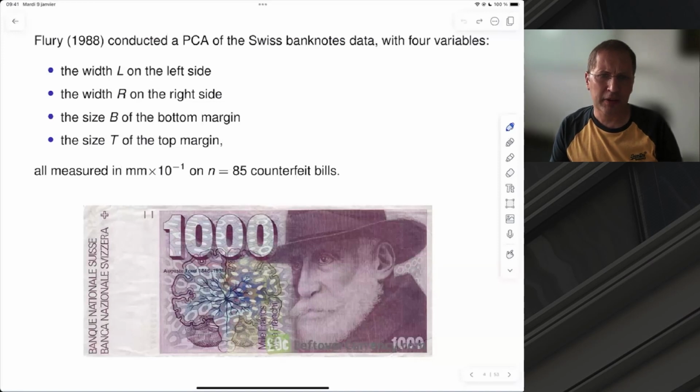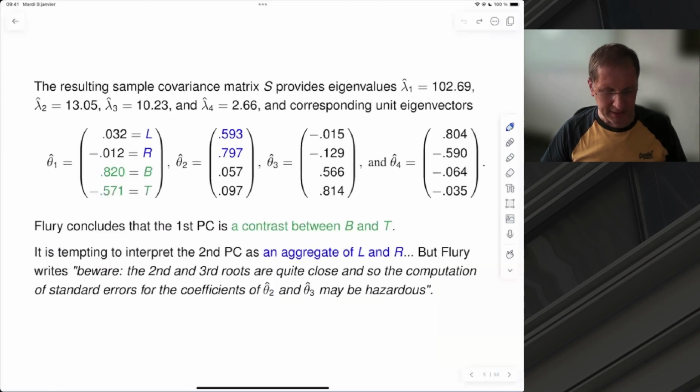And actually, in this full data set, we have counterfeit bills and we have genuine bills. Here we restrict to counterfeit bills. And we can expect that on counterfeit bills, you have much more variability than on original bills. And to see where this variability actually materializes, it's natural to try and conduct a principal component analysis. So this is what Flury did. Okay. So what he obtained are the following results.